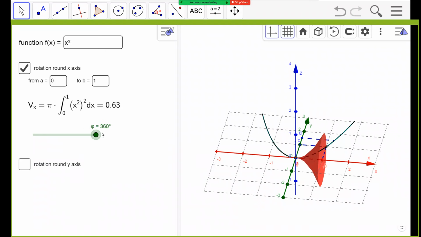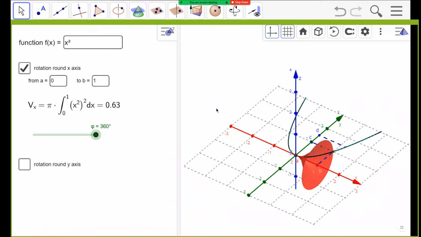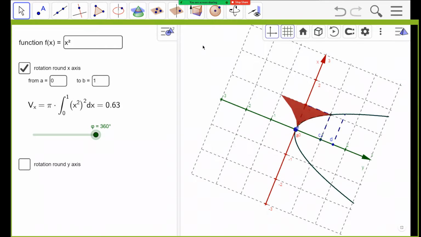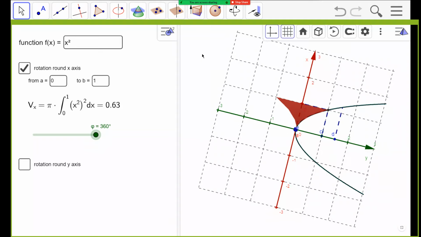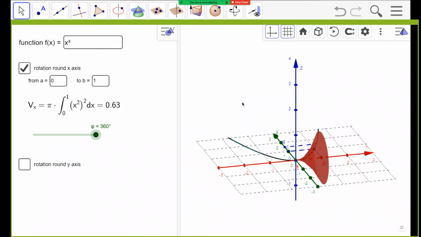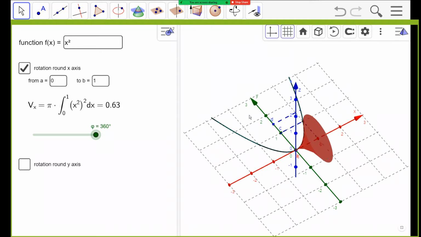It's similar to a cone, but definitely not a cone, because the sides of a cone are straight lines, but the side of this one is actually a parabola. So this is the shape that you get. Yes? Is that clear? So let us make it from, for example, 1 to 2.